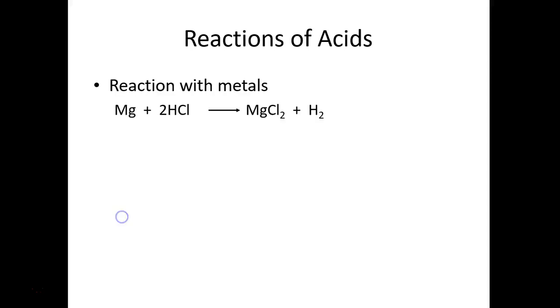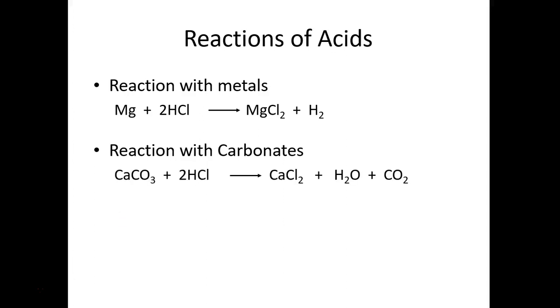So when they react with a metal, we said they'll form hydrogen gas. So we see the magnesium metal will form magnesium chloride with the chlorine, and then the hydrogen ions will produce hydrogen gas. They'll react with carbonate compounds. So here we have calcium carbonate with HCl. Again, they'll form water, carbon dioxide, and a salt. In this case, the salt would be calcium chloride, and we'd form water and carbon dioxide.